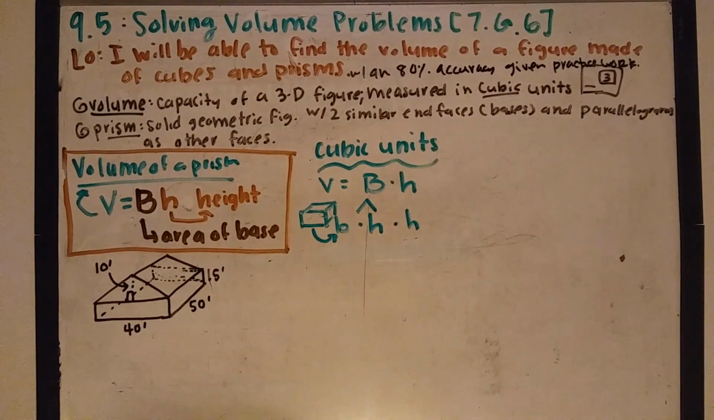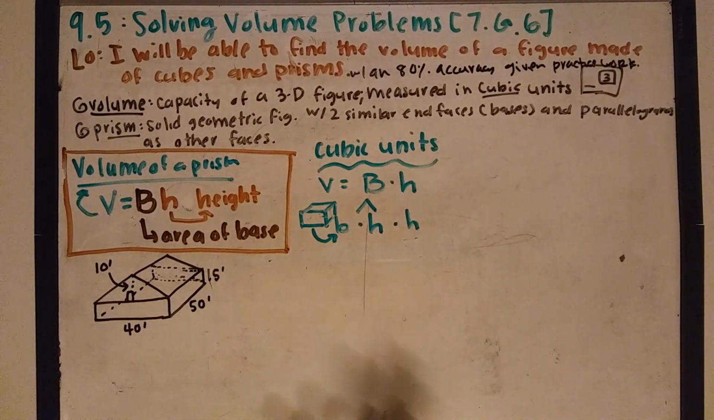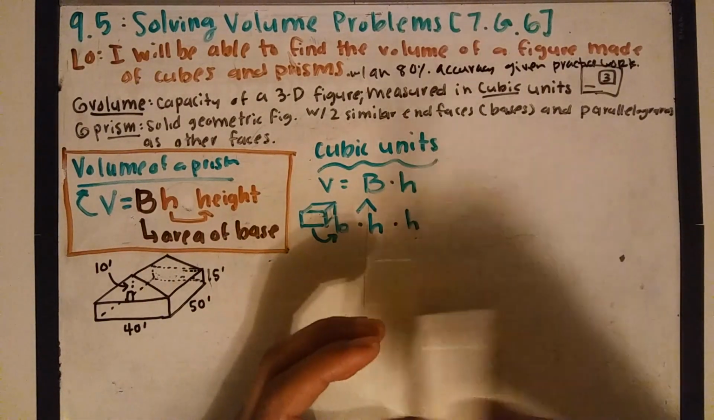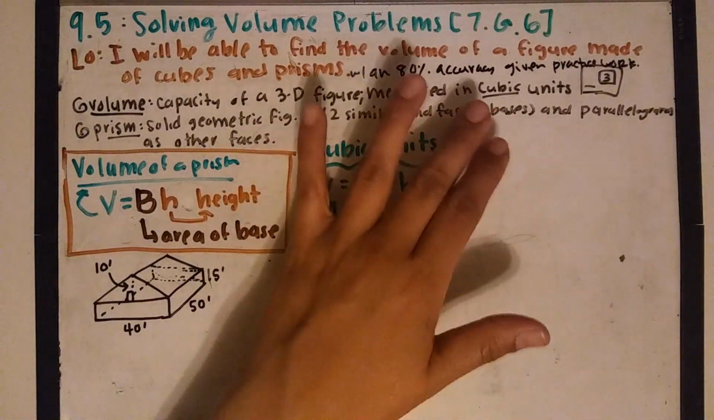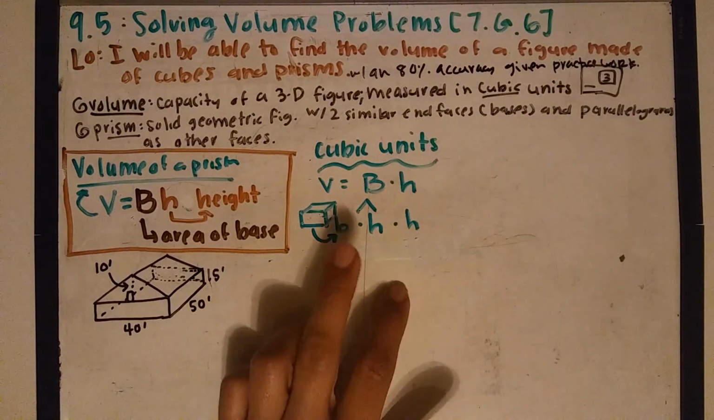2 vocabulary words really quick. So volume is basically the capacity of a 3D figure, so it has to have some sort of depth. It cannot be flat, so it has to have capacity so you can put basically things in it, and it's measuring cubic units. Why is it measuring cubic units? We'll see that over here.